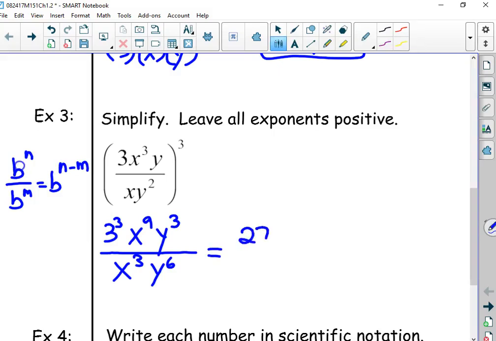3 to the third is 27. X to the 9th divided by x to the third, 9 minus 3 is 6. And y to the third divided by y to the 6th. That means that I could say 3 minus 6 and get a negative 3 in the numerator, but I know I'm going to have to drop it down to the denominator. So it's as though we're doing that upside down here. So I'm just going to subtract the denominator from the numerator exponent and leave it in the denominator. And we are done.